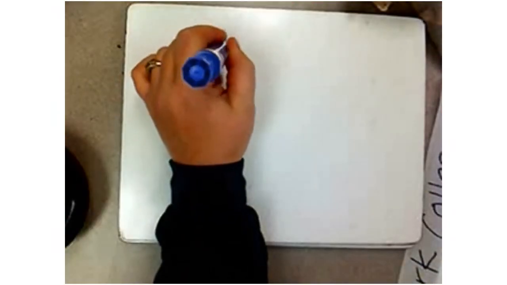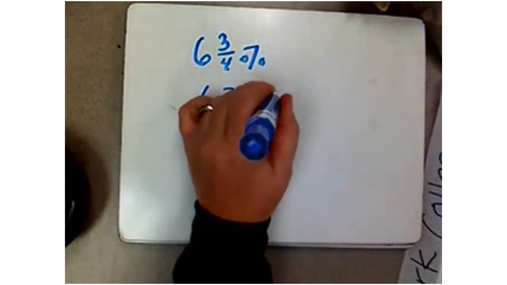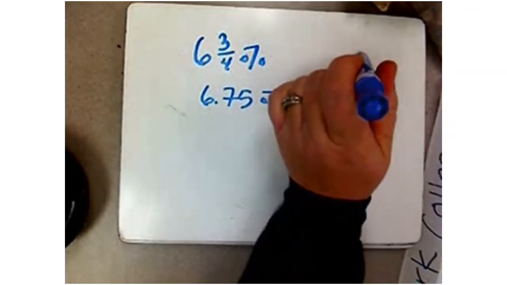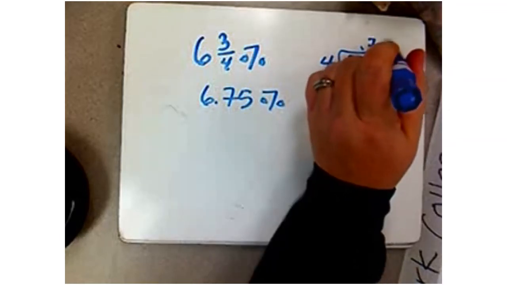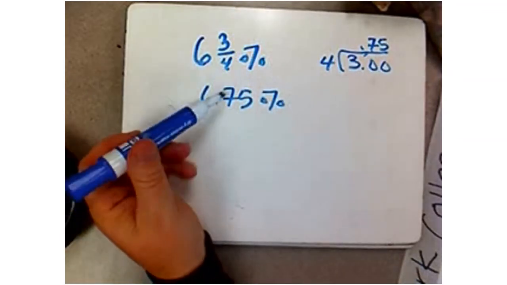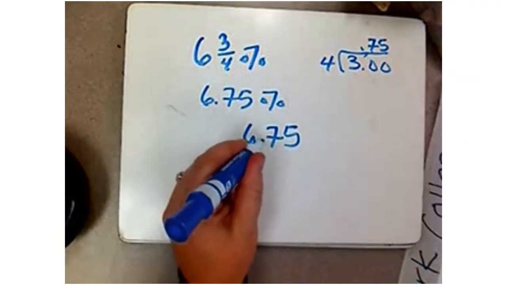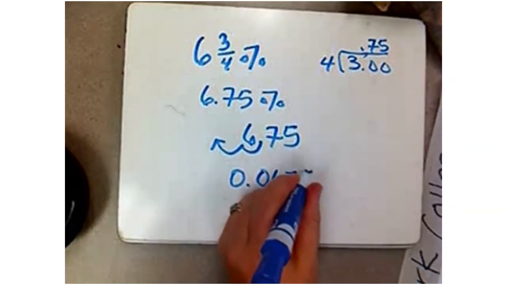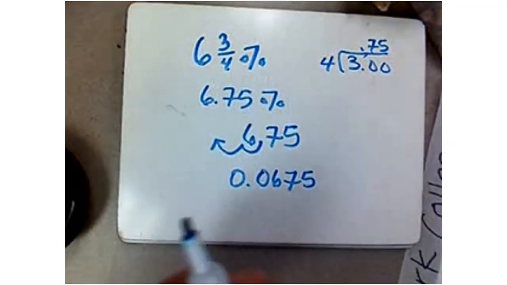Let's try that again. How about 6 3/4%? So you could change this to 6.75% because you change the 3/4 to 0.75. You can do the division, 3 divided by 4, or you might remember that 3/4 is 0.75. It's a popular fraction. Drop the percent sign and move the decimal 2 places to the left. So you have 0.0675 as your decimal equivalent of 6 3/4%, right?